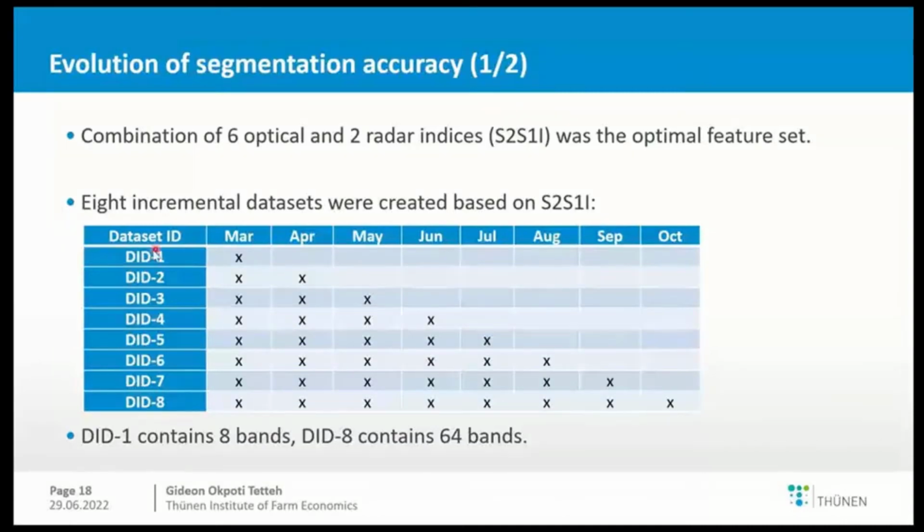It begins from DID1, where I use only the feature sets of March. DID2 uses the feature sets of March and April, and then DID8 uses all the feature sets from March to October. So for example, DID1 contains only 8 bands, 6 optical and 2 radar. But DID8 contains 64 bands: 8 months times 8, so it's 64 bands.